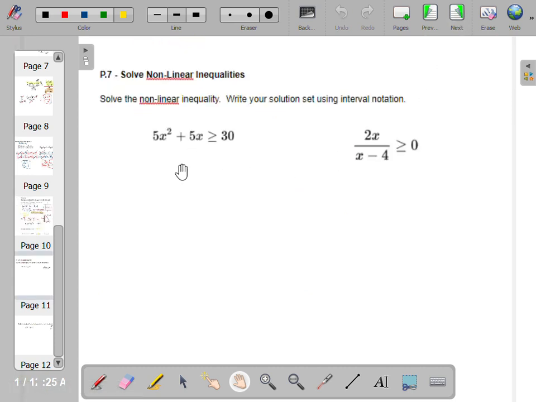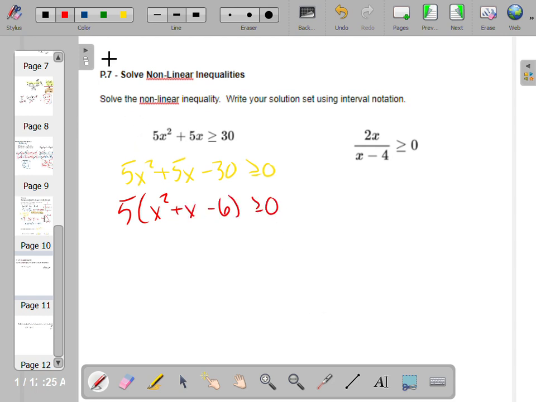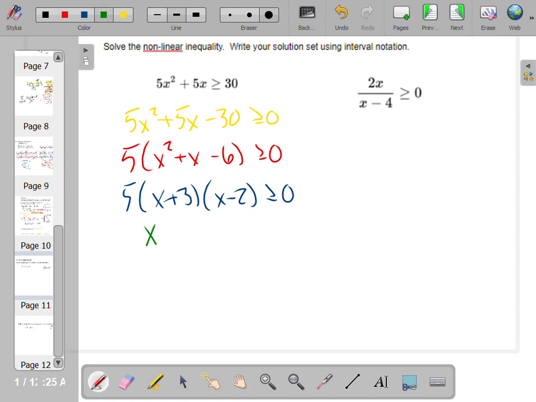Home stretch, nonlinear inequalities. You need to get everything on one side, so I'm going to subtract 30. Now I'm going to completely factor the left side. I'm going to factor out a 5, x squared plus x minus 6, and then factor that, which would be x plus 3, x minus 2. My points of interest, my zeros, are negative 3 and positive 2.